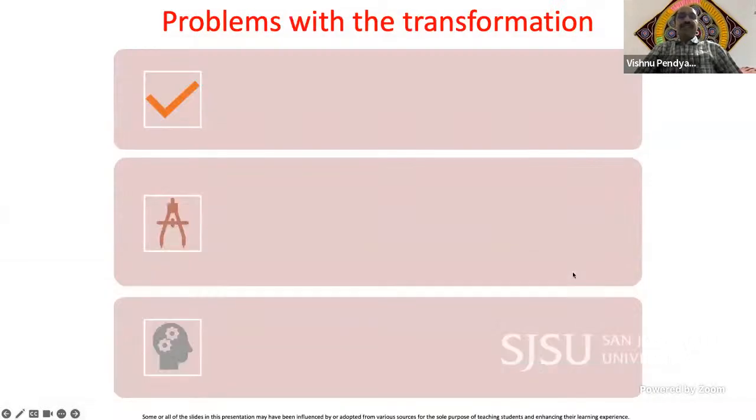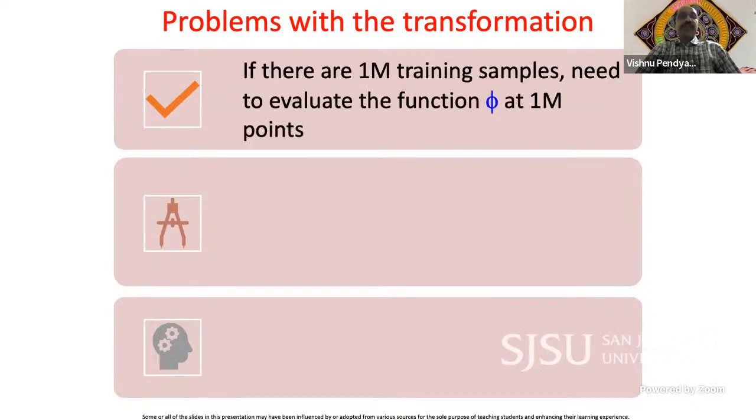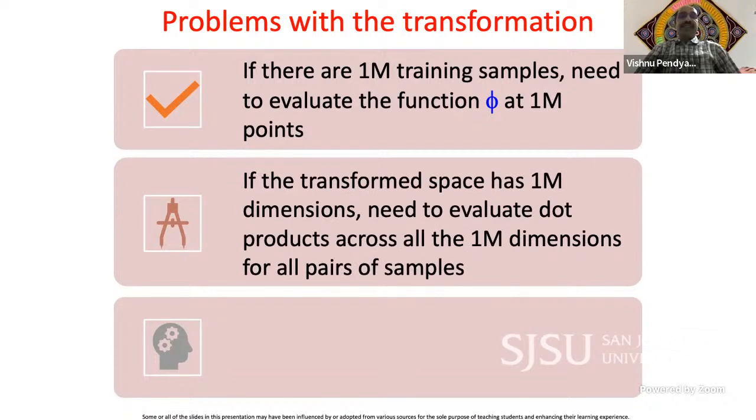Now, all is good when we listen to it, but when it comes to implementation, there are some problems. What are the problems? If there are 1 million training samples, we need to evaluate the function phi at 1 million data points. And then if the transformed space has 1 million dimensions, we need to evaluate dot products across the 1 million dimensions. 1 million is not an exaggeration.